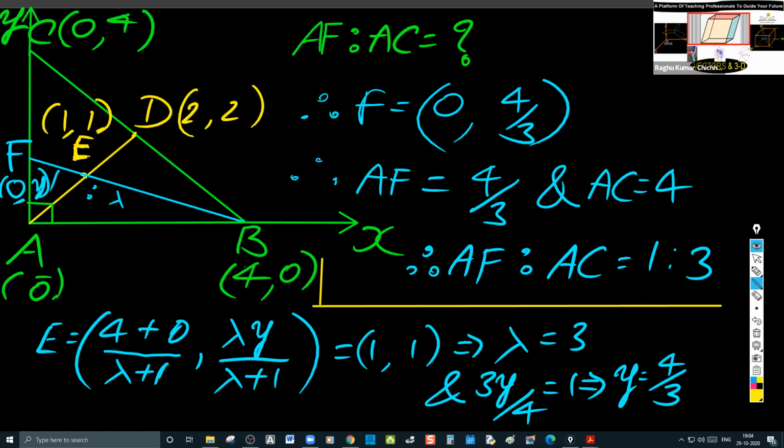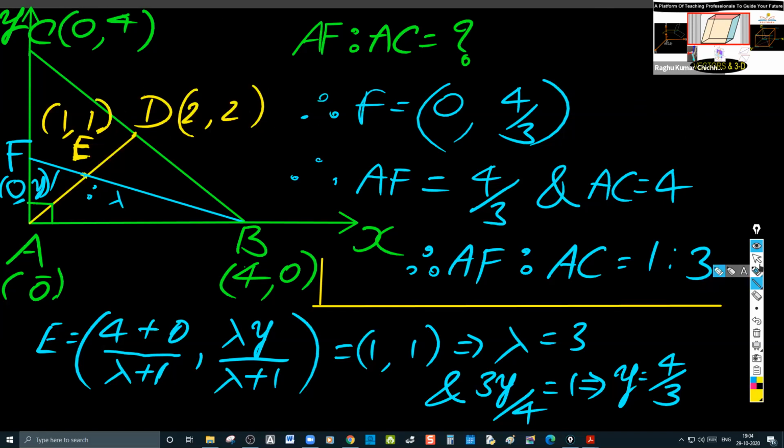When F is 0, 4 by 3, I know A is 0, 0. AF length, I have got it to be 4 by 3. And AC length, I have already taken to be 4. Now, AF is to AC means it is 4, 4 getting cancelled, 1 by 3. So 1 is to 3 is the ratio of AF and AC.